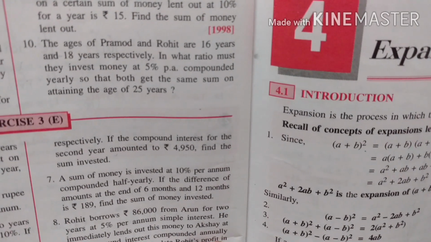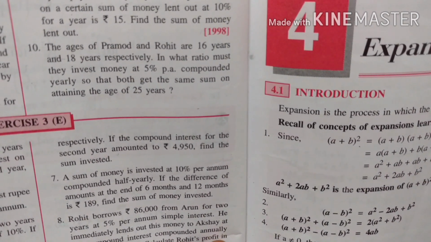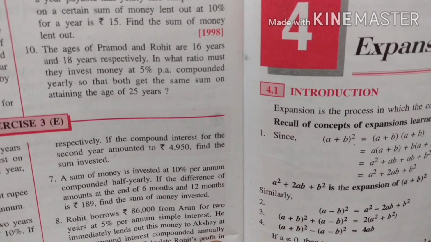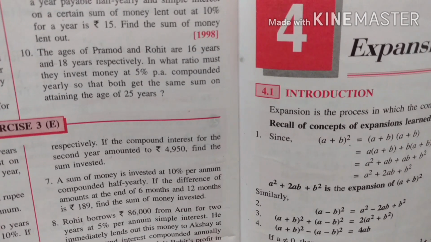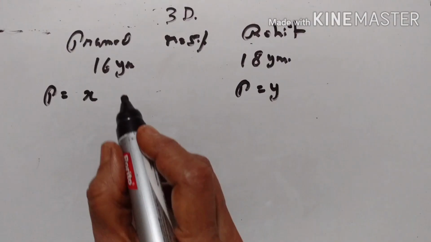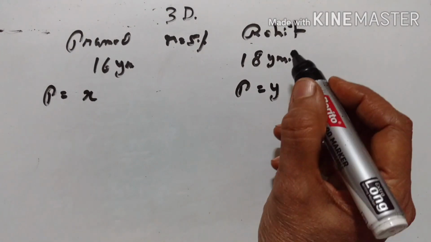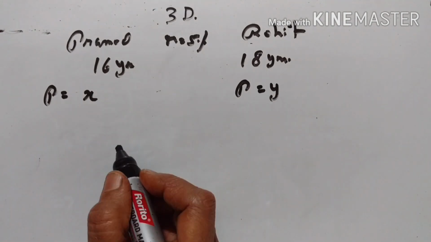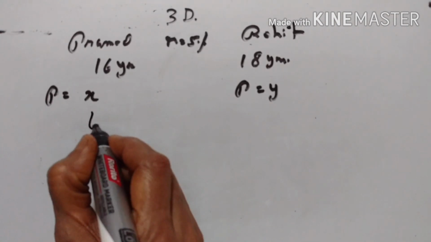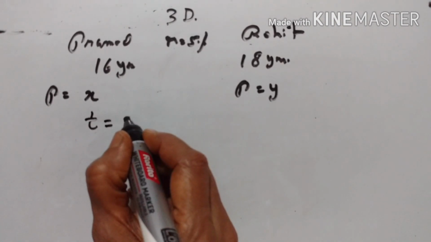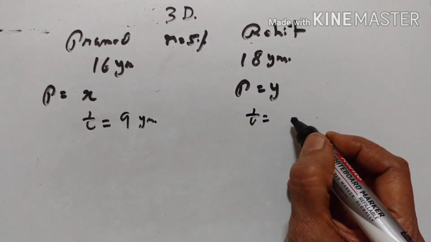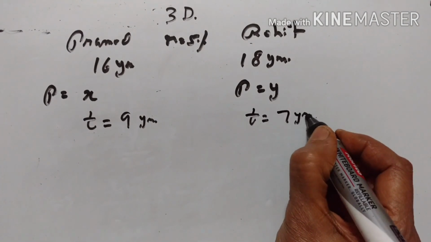10th problem. The ages of Pramod and Rohit are 16 years and 18 years respectively. In what ratio must they invest money at 5% per annum compounded yearly so that both get the same sum on attaining the age of 25 years? Now age of Pramod is equal to 16 years. Rohit's age is equal to 18 years. They get the same amount on attaining the age of 25 years. Time in case of Pramod is equal to 25 minus 16, that is 9 years. Time in case of Rohit is equal to 25 minus 18 is equal to 7 years.